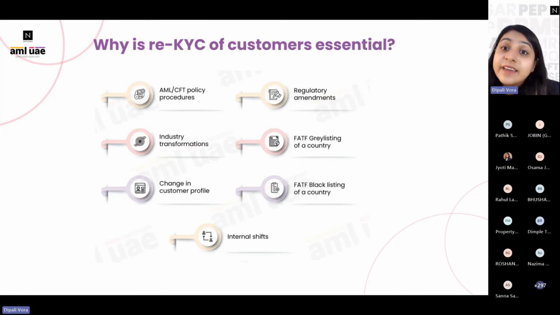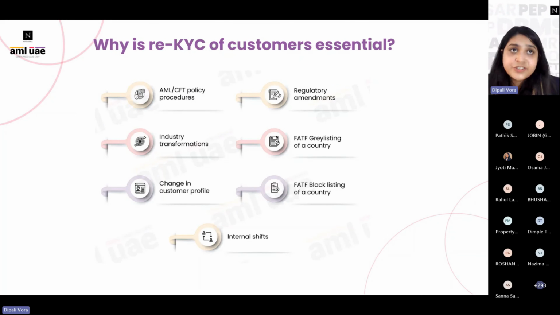So why is Re-KYC important? It's important because, one, it is as per the policy. Our policy would say that we are required to do the KYC of our customers on a regular basis. Two, there are regulatory amendments, which mean a change in law, where maybe a new documentation requirement has come up. Any of our customers' risk may change because earlier they were not on the grey list or blacklist, but now they are. For example, you have a customer belonging to country A, and that country A is added to the grey list. So the risk of those customers will change. Maybe right now they are low risk or medium risk, but after such a regulatory amendment, they might turn out to be high risk.